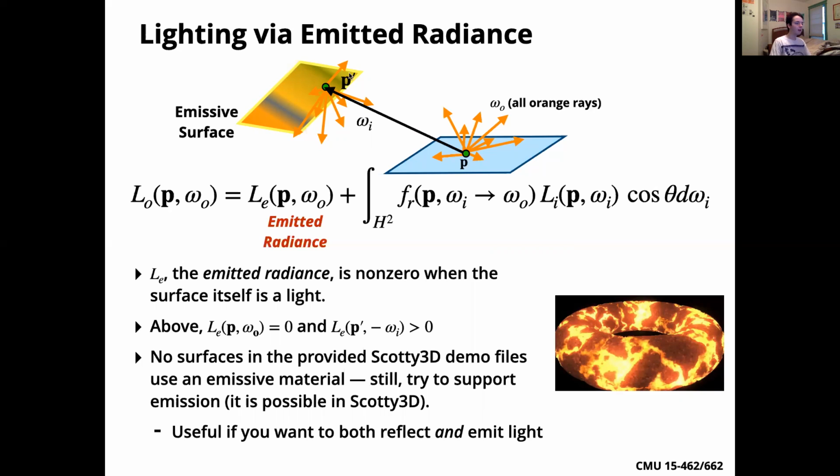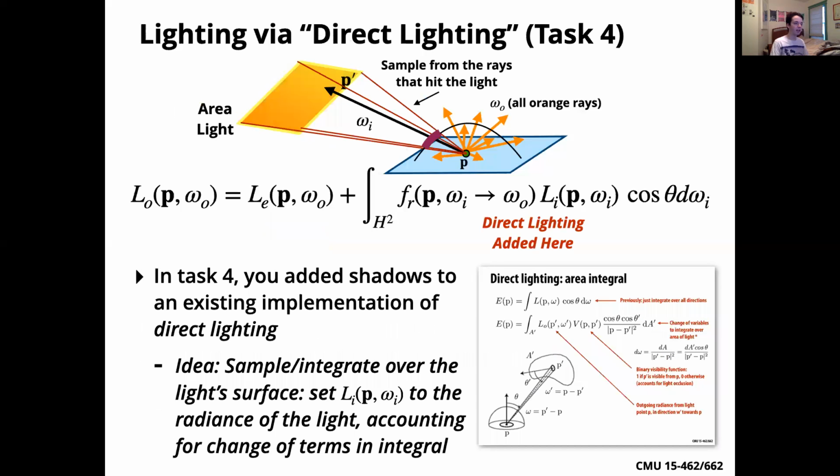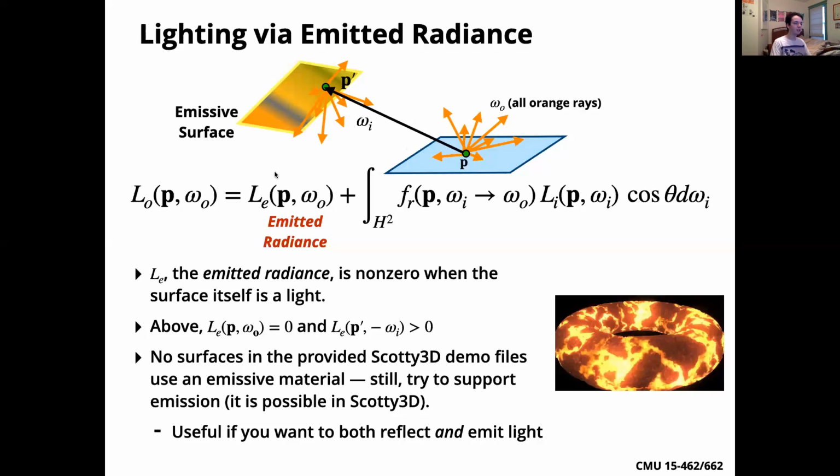Why do we care? Well, this emitted radiance allows us to have a surface that both emits light and also reflects light. So if you have something like lava, or headlights on a car, where the surfaces can both emit light and receive reflected light, you can use this LE term to have a surface that itself emits light. It's not really using this direct lighting idea, which kind of injects itself into the middle of the rendering equation. Instead, it acts as a surface like everything else, but it has an emission term.